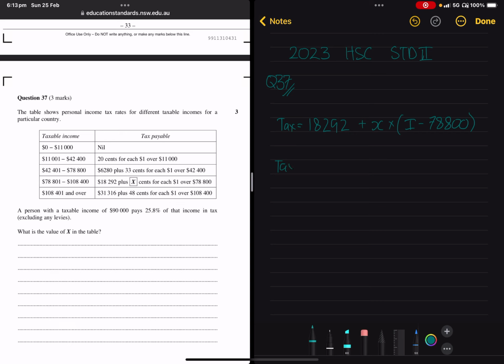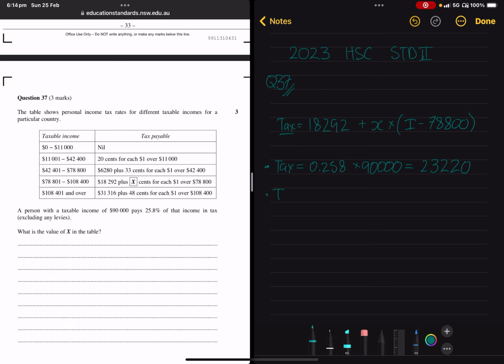We know the tax payable on a taxable income of 90,000 is 25.8% of that. So the tax payable is 0.258 times 90,000. The question doesn't actually tell us this number, we have to calculate it. 0.258 times 90,000, that is $23,220. So we now have the tax term in this table.